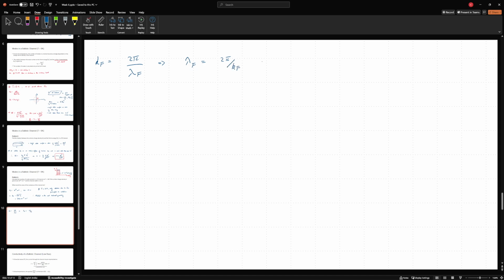In fact, here I can make a small shorthand to make things simpler. Lambda f will therefore be 2 pi divided by the square root of 2 pi ns. This is for a 2D channel. So this is equal to the square root of 2 pi by ns. I could have directly done this, so I'll just do that.